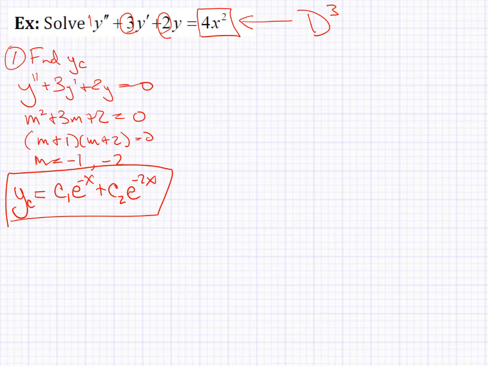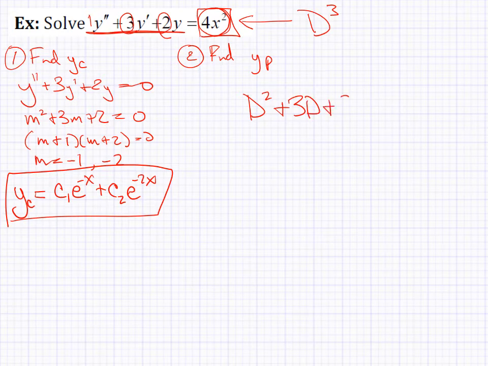Next, we already know what the annihilator for this function is, the third derivative. So in my next step, we're going to find y sub p. Now we're going to do it using annihilators. First thing I like to do is write the original differential equation in operator notation. There's not really a reason for this, but I like to do it so it's all in the same notation. So that would be (D squared plus 3D plus 2) of y equals 4x squared. That's the same as the original differential equation.